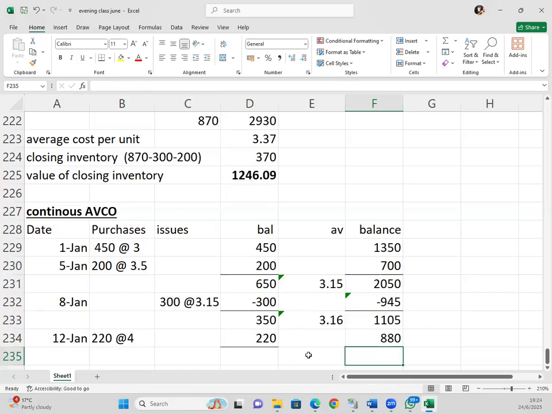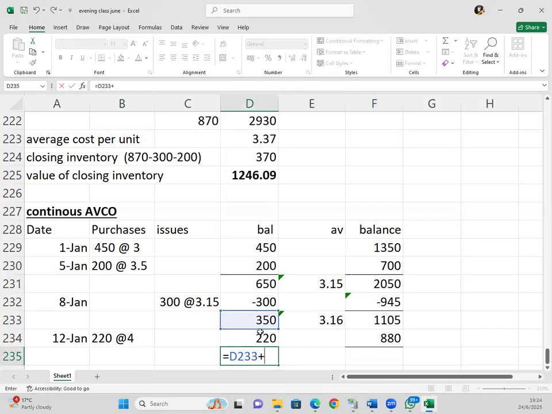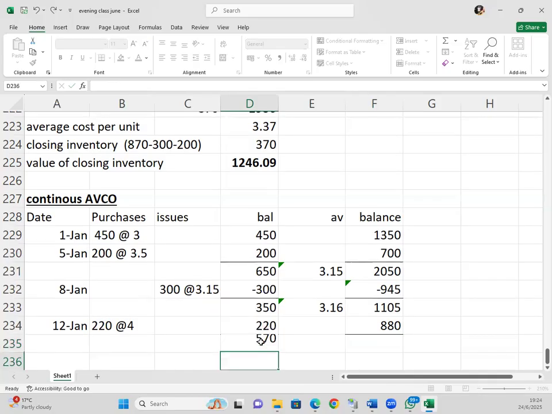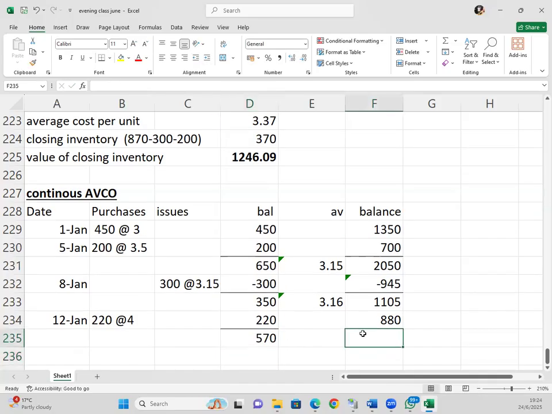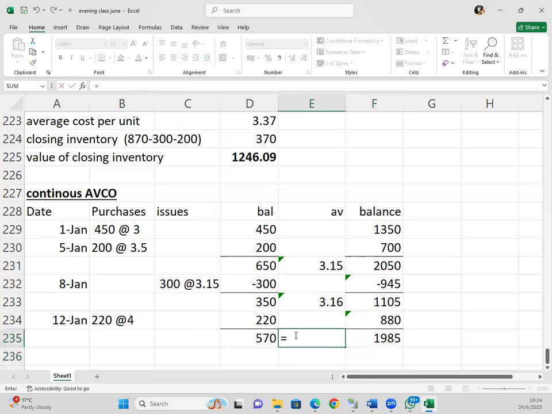So after we've made the purchases, we then come up with our total. That's 350 plus 220. Here we do the same. Then after the purchase, remember, we come up with the average. So 1985 divided by 570.